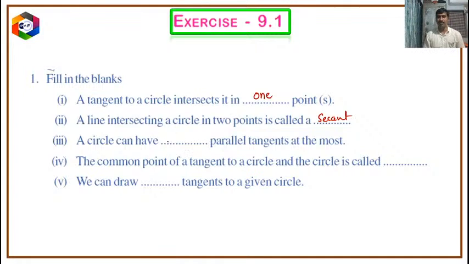So a circle has dash parallel tangents. At most how many parallel tangents? Means 2 parallel tangents only. So 2 parallel tangents. The common point of a tangent to a circle and the circle is called dash. So a point name, that also I have explained. That is what we call the point of contact.